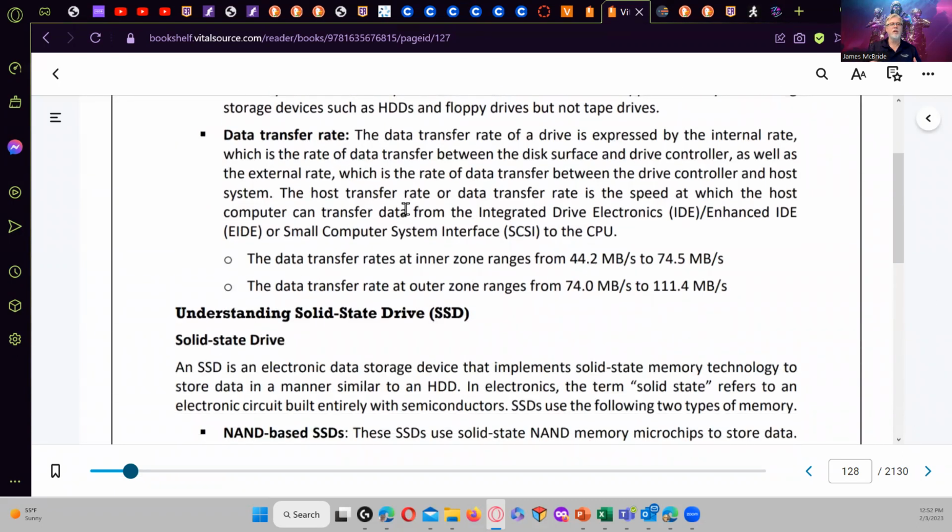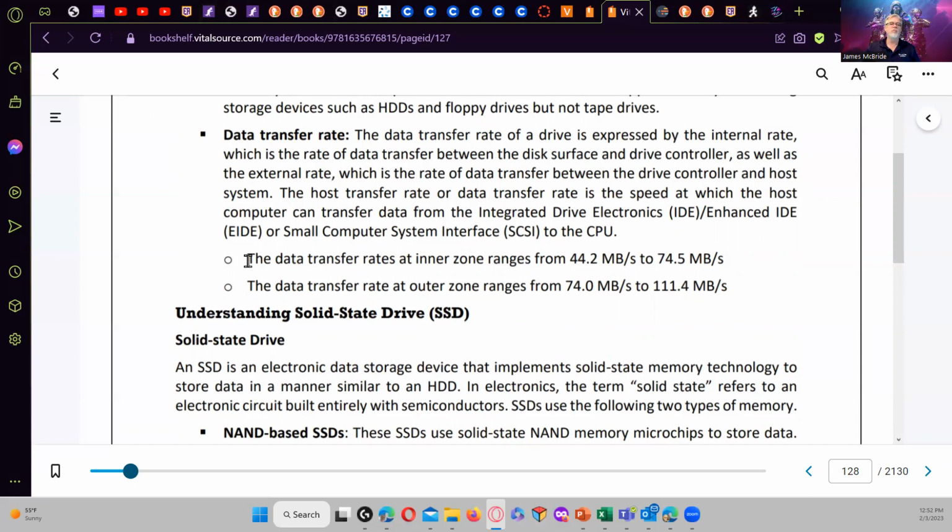And then you have the data transfer rate. And that is really like, well, I'll just read it. It's expressed by the internal rate at which the data is transferred between the disk surfaces and the drive controller, as well as the external rate. So let's take all this access time. Let's also add in how long it'll take the data that's now found, and now it needs to go over to the CPU. How long does that take?